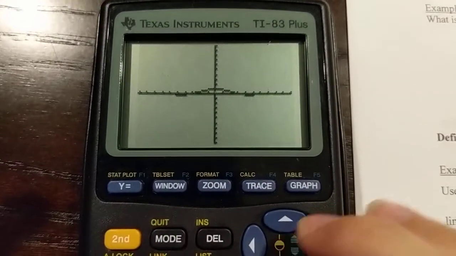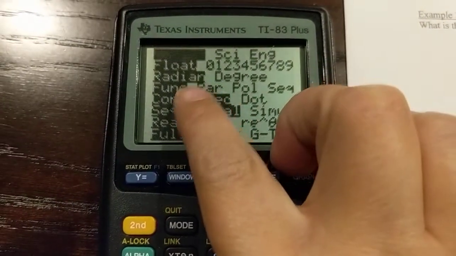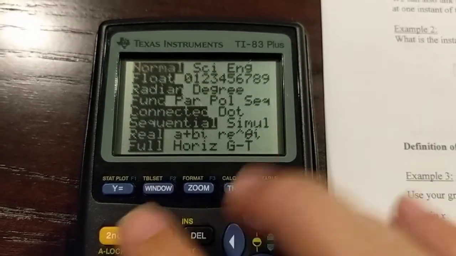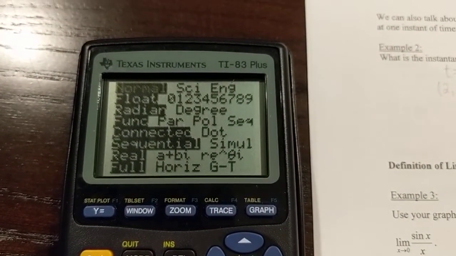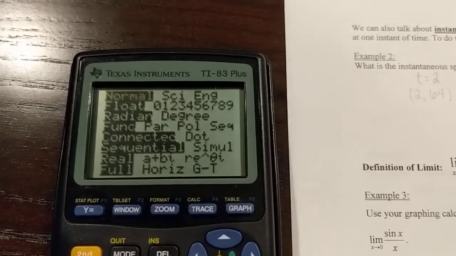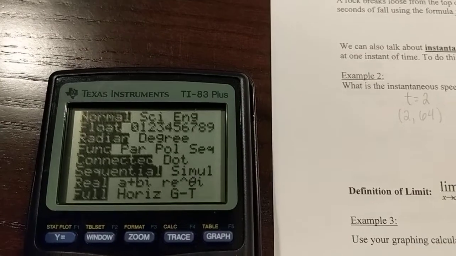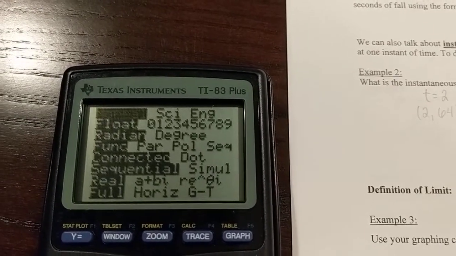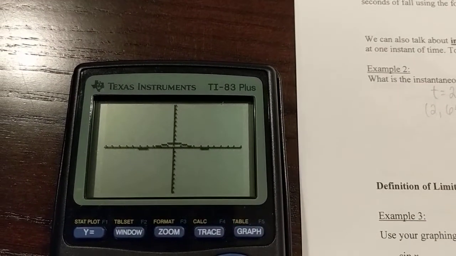And just to be clear, you need to make sure your mode says radian, not degree. Everything in this course is going to be in terms of radians. I apologize to those of you in AP Physics. Everything in there is in degrees. So you're going to have to be good about switching your calculator back and forth. So here's what my graph looks like.